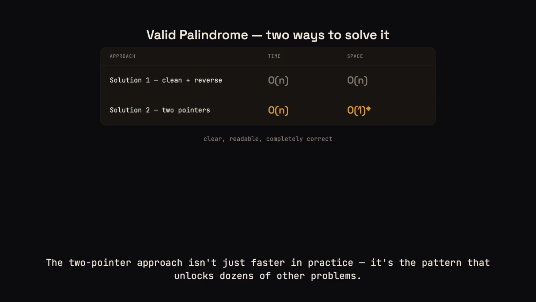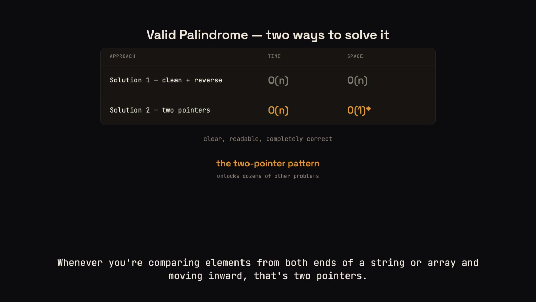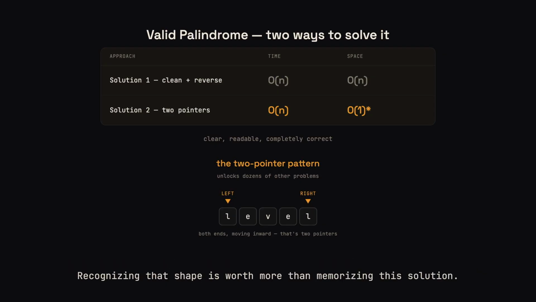The two pointer approach isn't just faster in practice, it's the pattern that unlocks dozens of other problems. Whenever you are comparing elements from both ends of a string or array and moving inward, that's two pointers. Recognizing that shape is worth more than memorizing this solution.